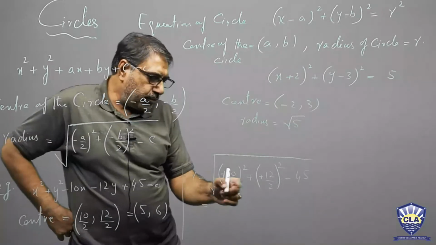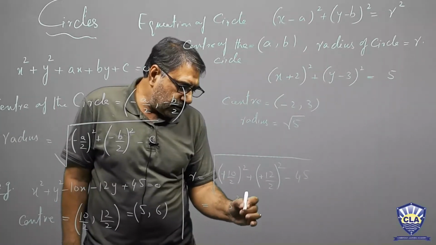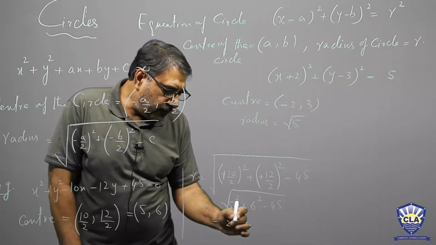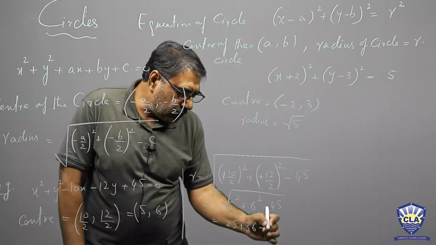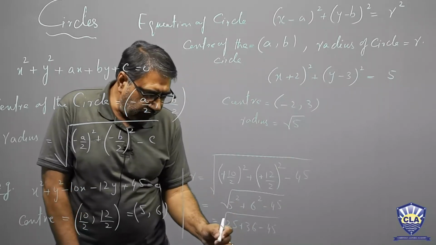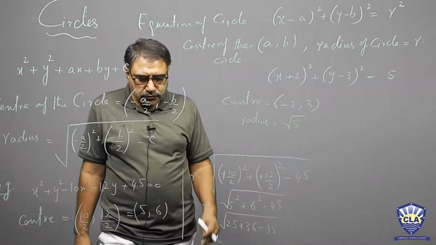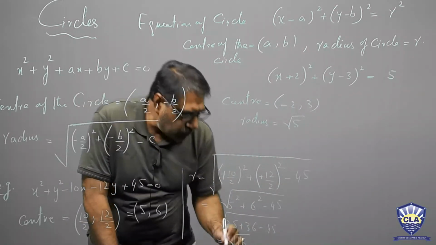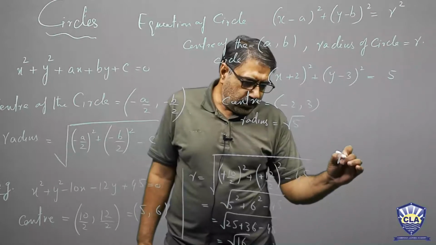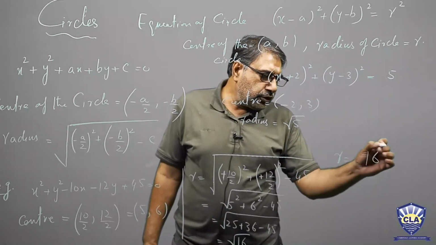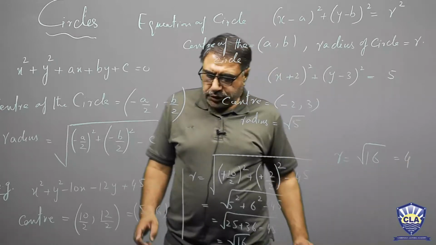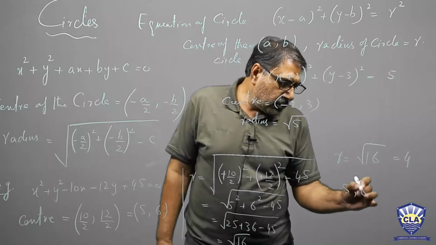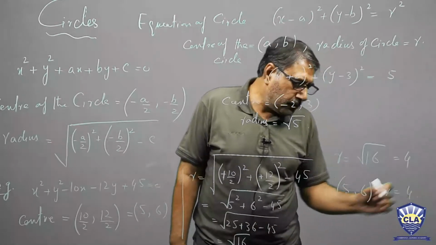Yes. Now simplify. Under root 5 square plus 6 square minus 45. You will get 25 plus 36 minus 45, which is 16, under root 16. So radius of this circle equals under root 16, which is equals to 4. So coordinates of the center of the circle is (5, 6) with radius r equals to 4.